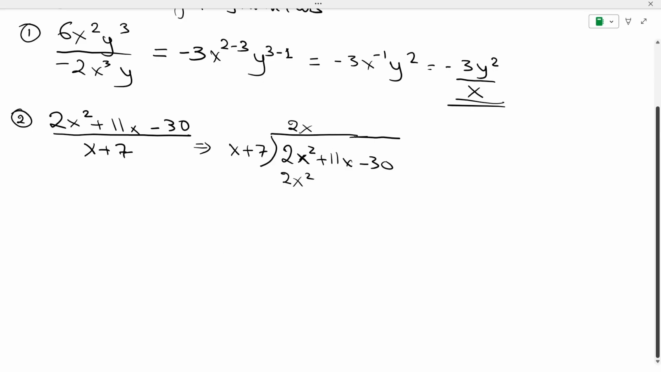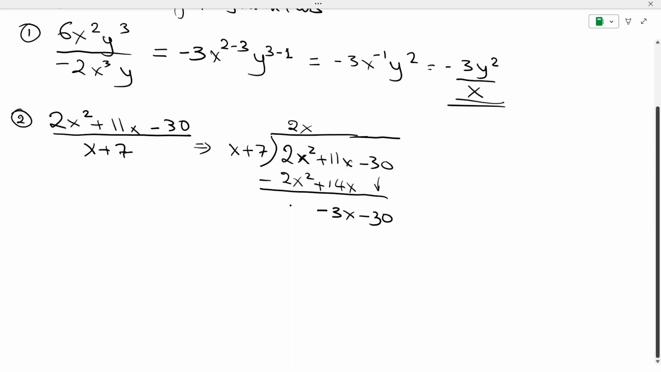And then we move on to multiply 2x by 7, and that one will give us positive 14x. And then we subtract the new product from the initial product. So 2x squared minus 2x squared leaves us with nothing. 11x minus 14x will give us minus 3x. And down we pull our 30.